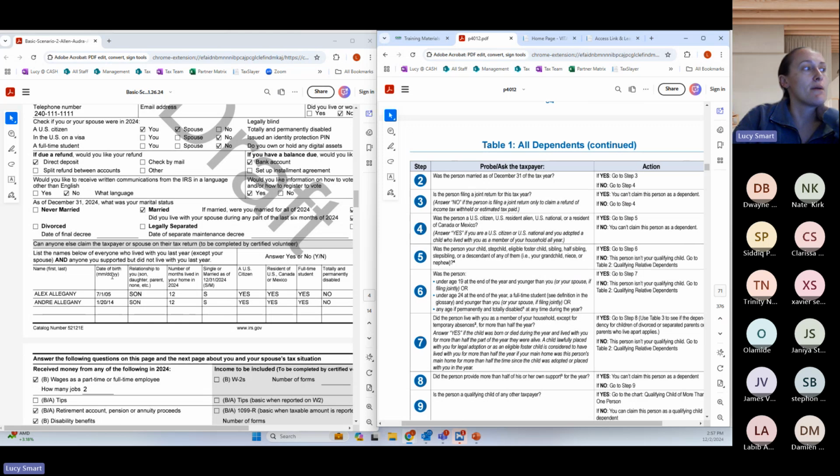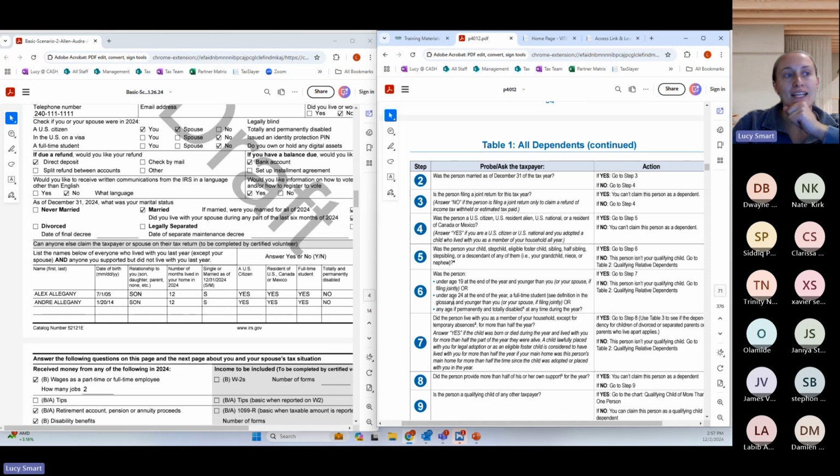Now let's ask first about Alex, since he's listed first. Was Alex married as of December 31st of the tax year? It says single right here. So no, go to step 4. Was this person your child, stepchild, eligible foster child, sibling, half sibling, step sibling, or a descendant of any of them? We see here he's their son. So yes, go to step 6.